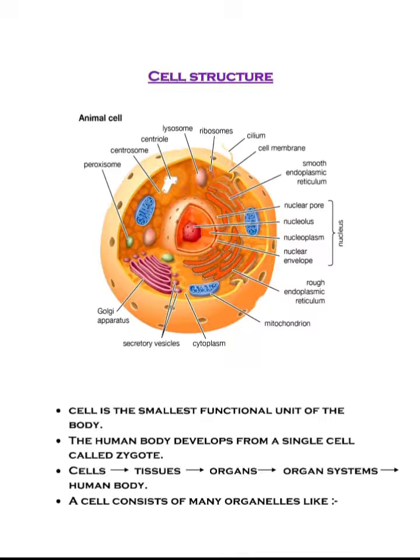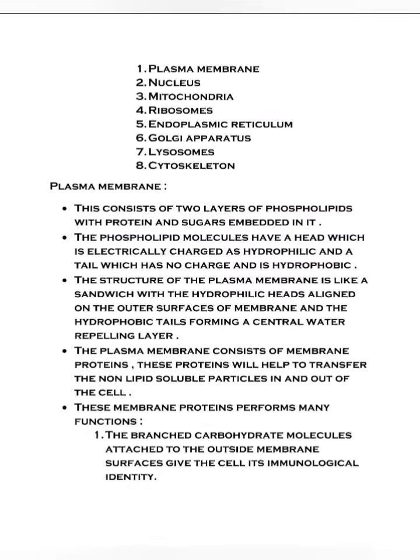These groups of cells give rise to tissues. Groups of tissues give rise to organs. Groups of organs give rise to organ systems. Collectively, all the organ systems make up the human body. A cell consists of many organelles like the plasma membrane, nucleus, mitochondria, ribosomes, endoplasmic reticulum, Golgi apparatus, lysosomes, and cytoskeleton.